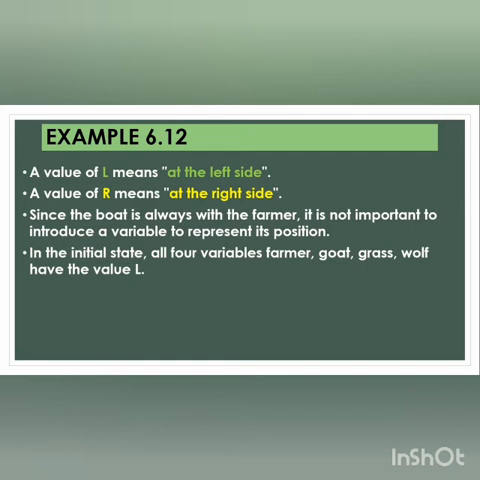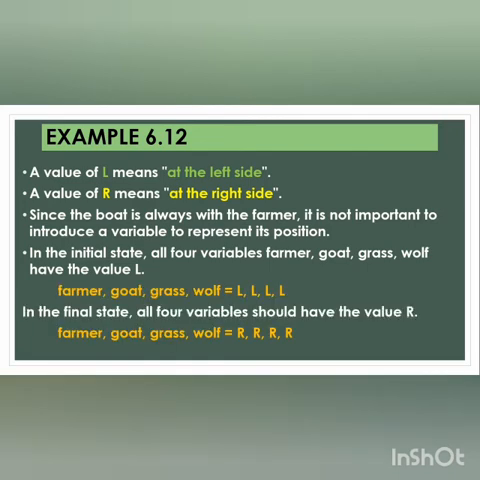In the initial state, all 4 variables, farmer, goat, grass and wolf have the value L because all 4 are on the left hand side. So, farmer, goat, grass, wolf is equal to L, L, L, L. In the final state, all 4 variables should have the value R. So, farmer, goat, grass, wolf is equal to R, R, R, R.